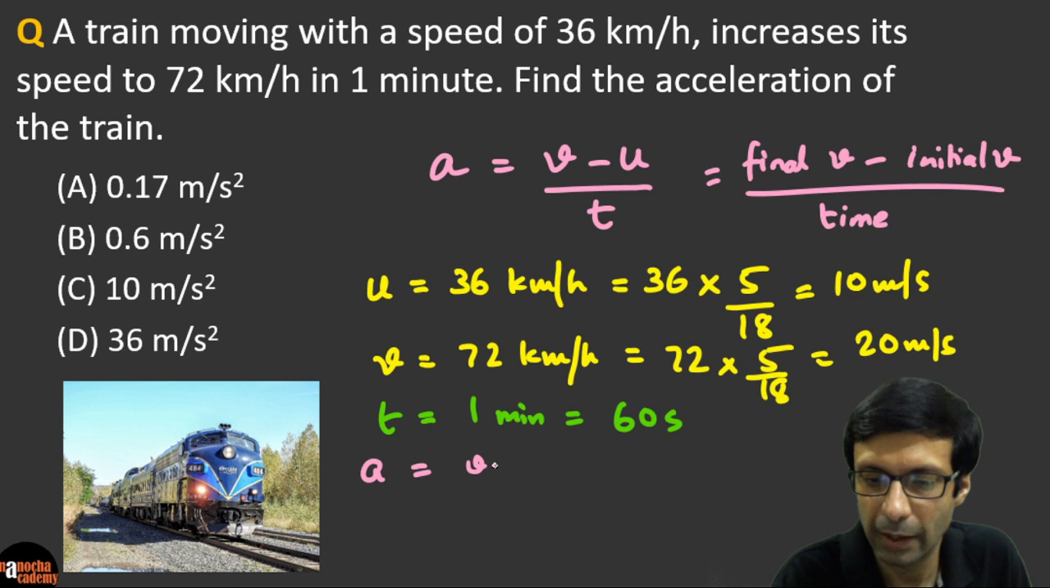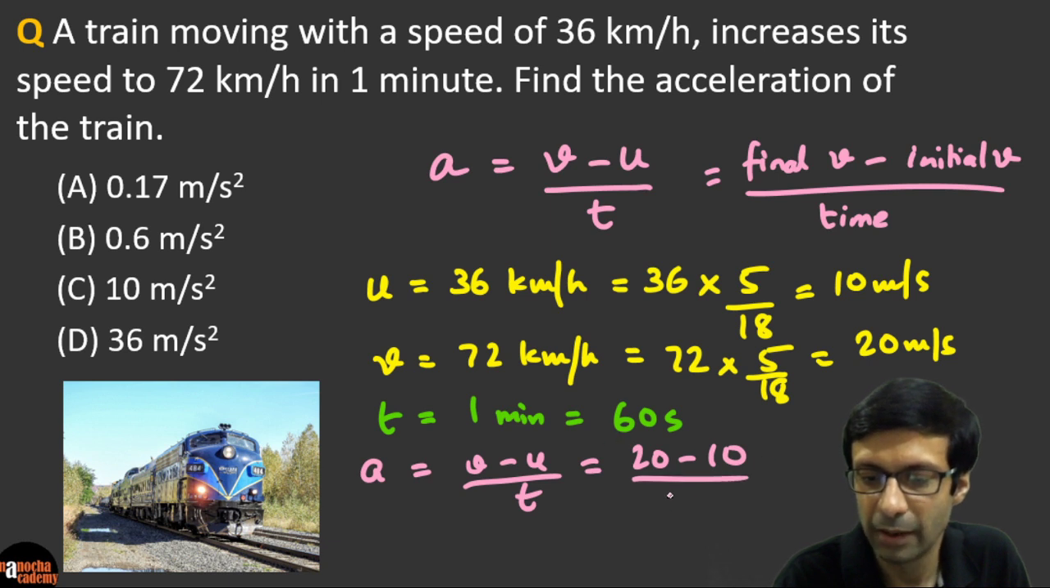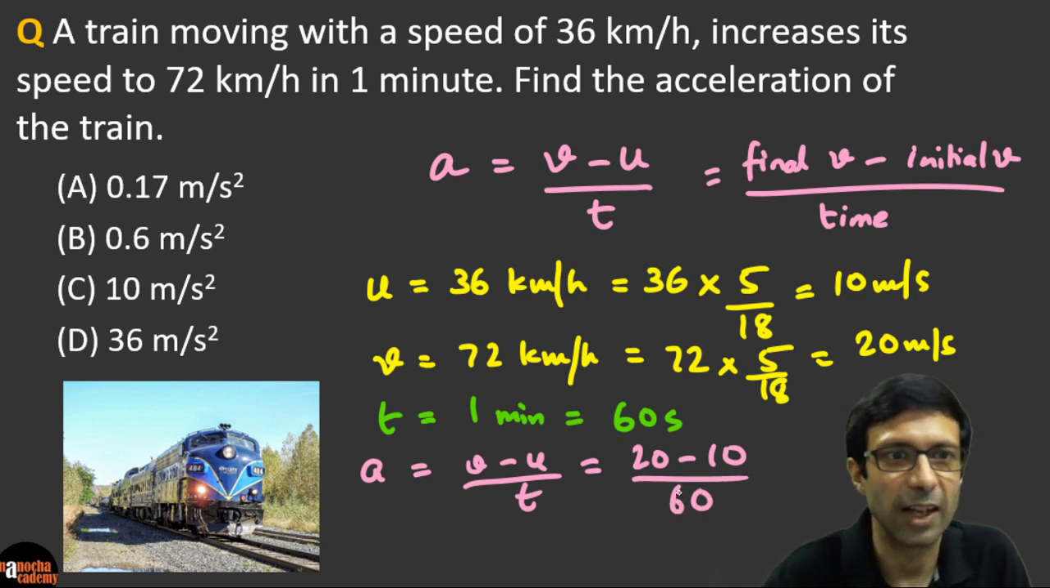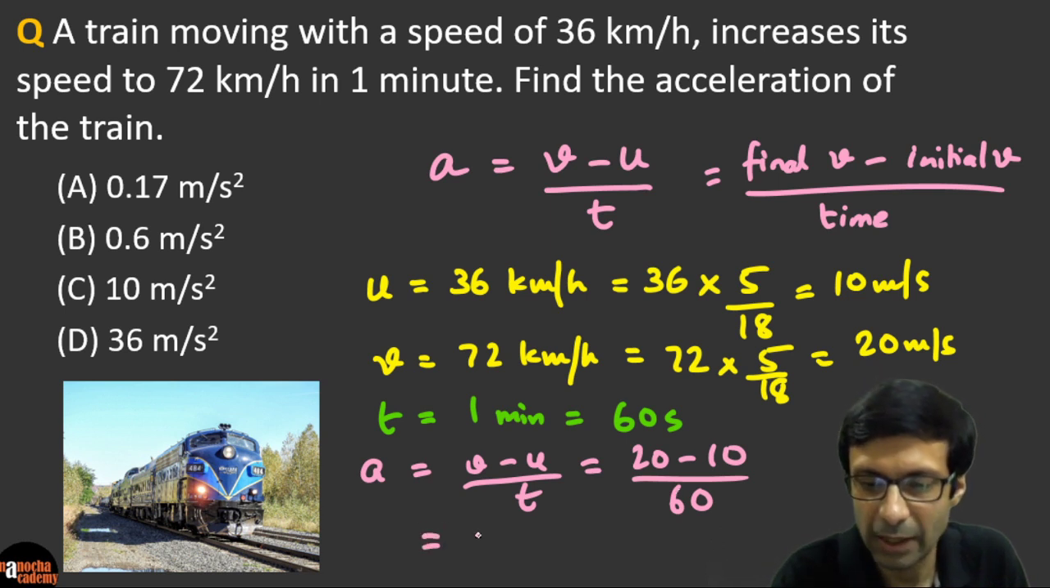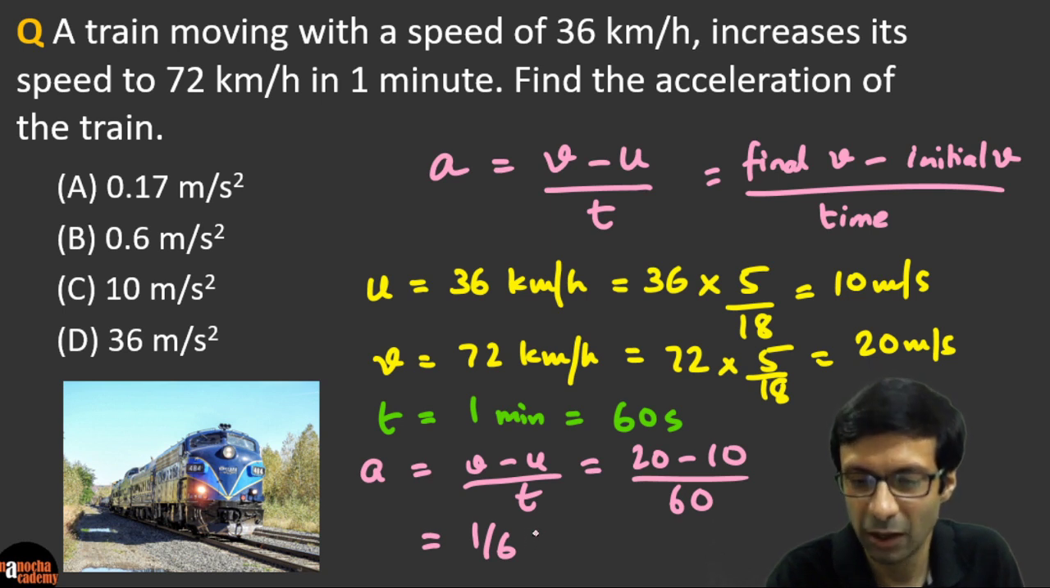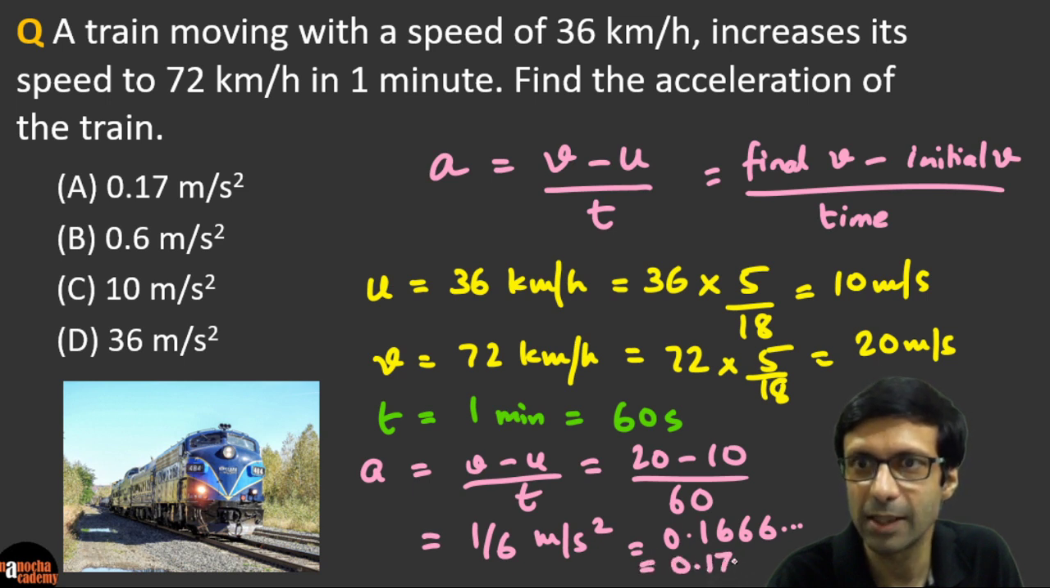Okay, so now let's do the simple calculations here. V minus U by T was our formula. So it's going to be 20 minus 10 divided by 60 seconds, right? Guys, go ahead and calculate that. That's going to be 10 by 60, so the acceleration is 1 by 6 meter per second square, which, if you do the maths, is 0.16666 recurring. If we round it off, it's 0.17 meter per second square.